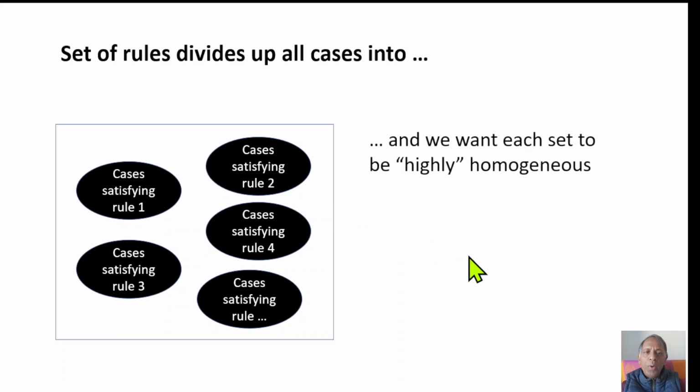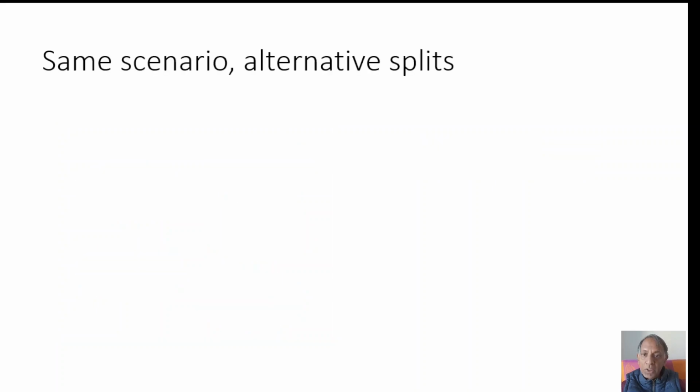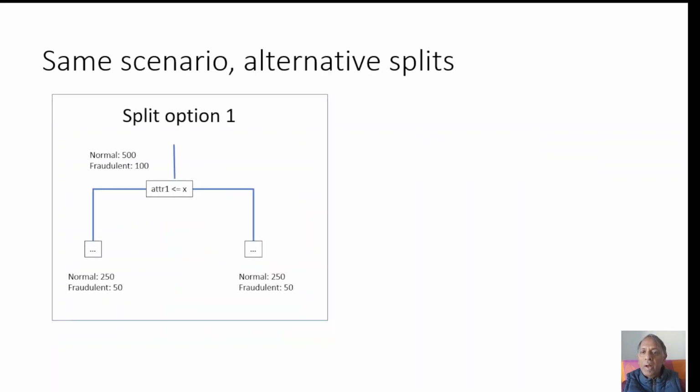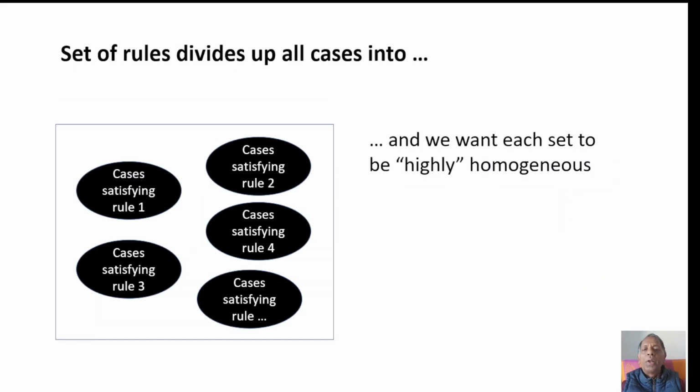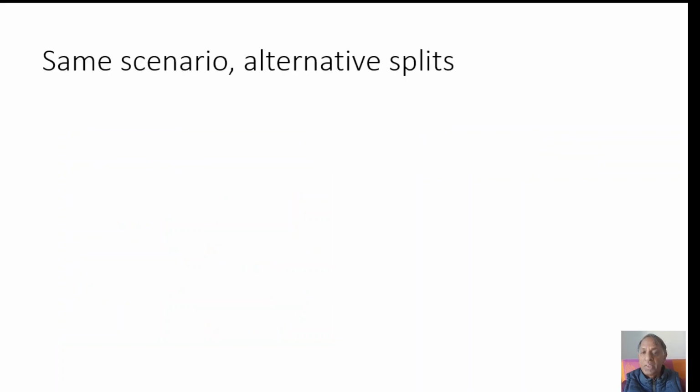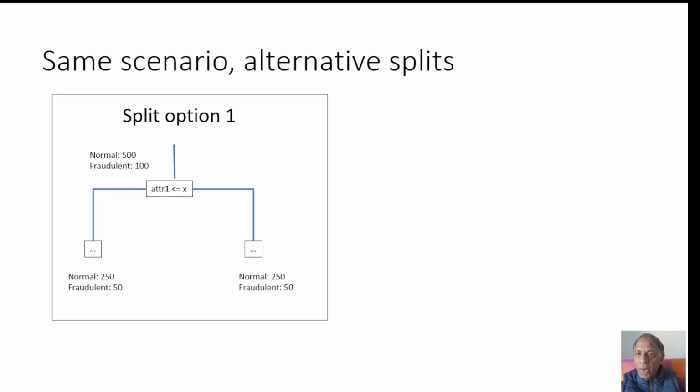Okay, now we look at each bucket. We would like each bucket to be highly homogeneous, and we want each bucket to have ideally a decent number of cases, a good sample size. Now let's take the same scenario. What we are trying to do is to say, well, how do I choose between two possible splits?